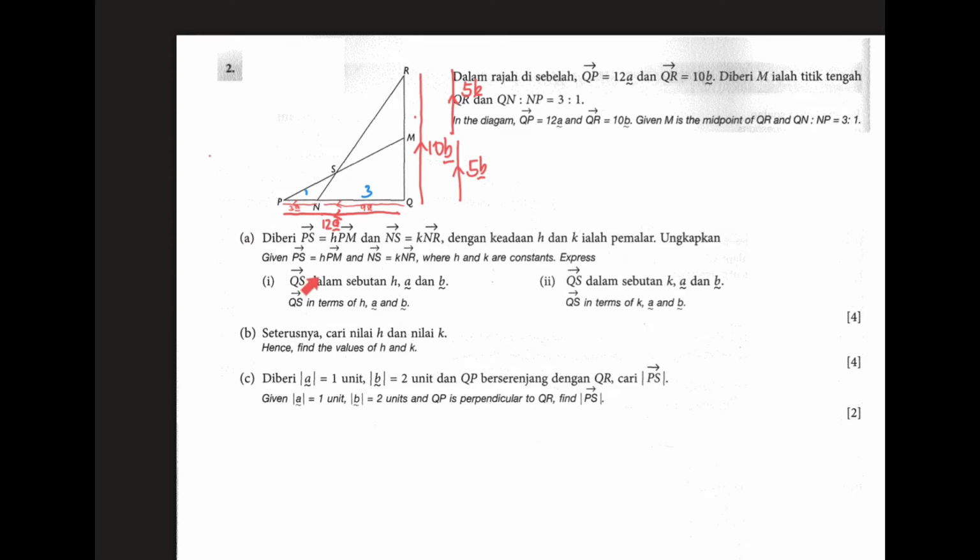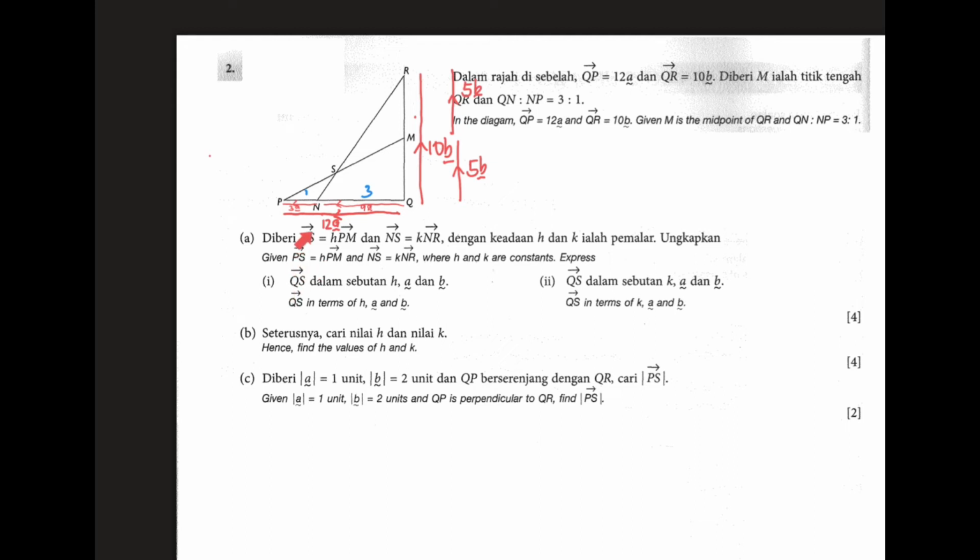Okay, given PS equal to hPM. It's on this line, collinear. P, S, and M are collinear. They can form an equation like this. This one is what we discussed. And QS equal to kQR. So it's a collinear concept also. S and R are on the same straight line, so they can form an equation in that way, where h and k are constants. Express QS in terms of h, a, b. If they say h, a, b, that means you have to use this to help.